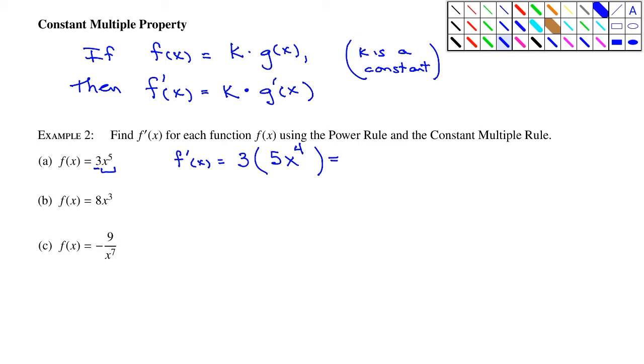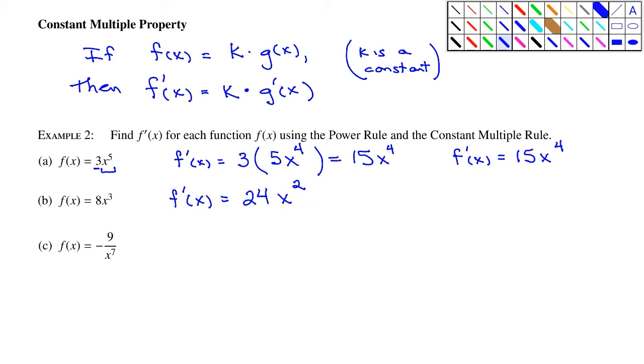And then you simplify this by multiplying the 3 and the 5 together. You get 15x to the 4th. That's technically the way that you do this. Practically what we do is we say f prime of x is equal to, bring the 5 down, multiply it by the 3 to get 15 times x to the 4th. You just sort of do it all in one motion, one step. Example 2b, f of x is equal to 8x cubed. So f prime of x is equal to, bring the 3 down and multiply, 24x squared.